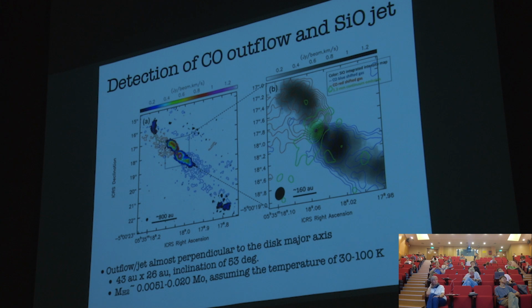The inclination angle is estimated as 53 degrees. Assuming the dust component traces the disk-like structure, we calculated the mass, and the disk mass is still very, very small.